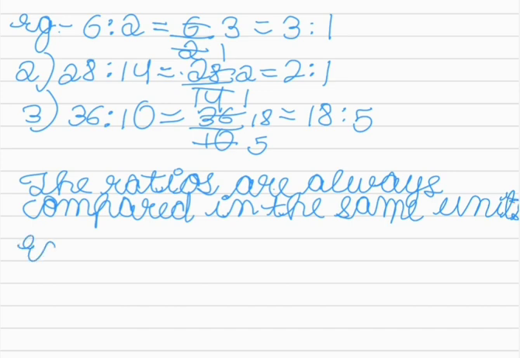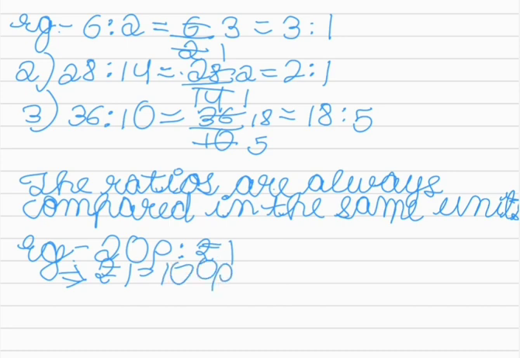For example, you have to convert 20 paisa ratio 1 rupee. So how will you convert? You know that paisa and rupees are in different units. So you will convert 1 rupee into paisa. So how much paisa is 1 rupee? 100 paisa. So 20p is to 100p.